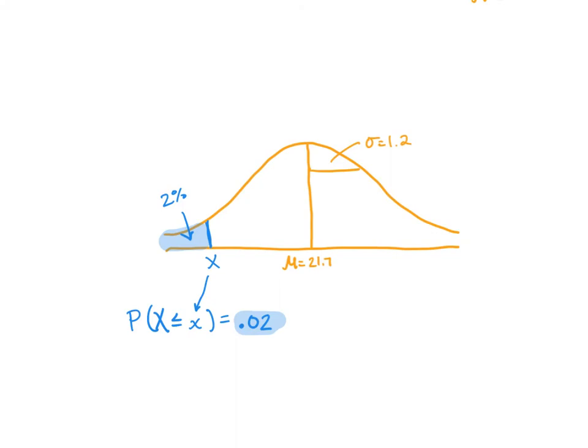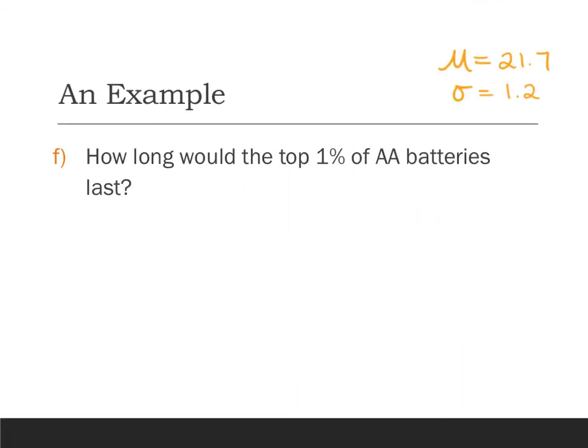So in this case, X is going to equal 19.2 hours. All right, and then we've got one more example for this one. We want to know how long the top 1% of AA batteries would last. So this is going to be like our best of brand. Maybe we're comparing lots of different brands of batteries, and we want to know what that top 1% would be.